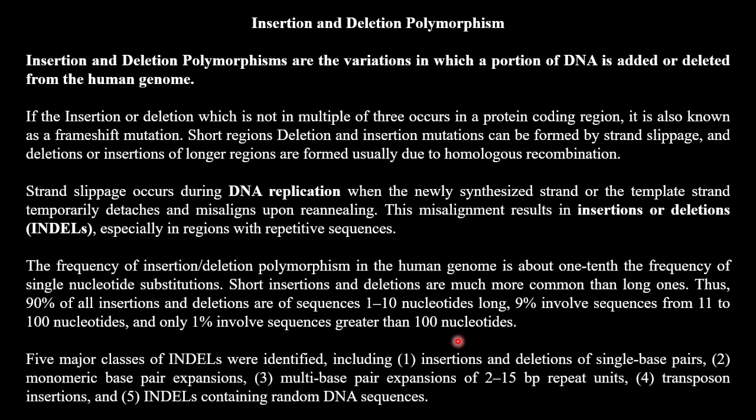5 major types of indels you can find: a single base pair insertion or deletion, then multiple base pair expansions, transposon insertion, you know, that jumping DNA, and I have made a video on transposons. If you want, you can have a look at that. And then the indels containing random DNA sequences.